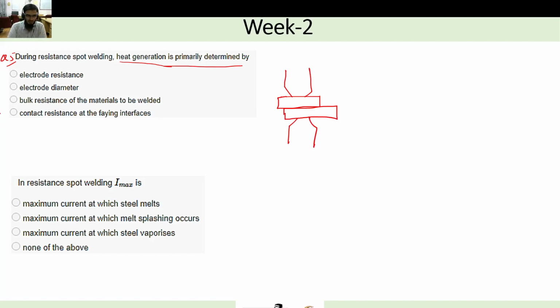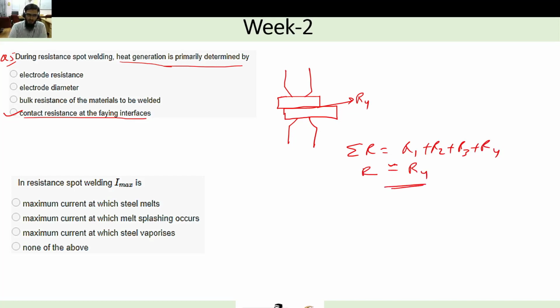Okay, so absolutely right. The right answer is option D, contact resistance at the faying interface. So the main resistance is that R4 that I told you about while explaining the different types of resistance. The total resistance is the sum of R1, R2, R3 and R4, and out of this, R4 is the highest one, and you can almost say the effective R is nothing but R4, and that R4 is nothing but contact resistance at the faying interface. So during resistance spot welding, heat generation is mainly governed by the resistance at the faying interface.